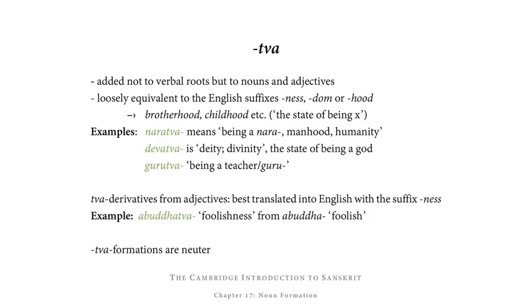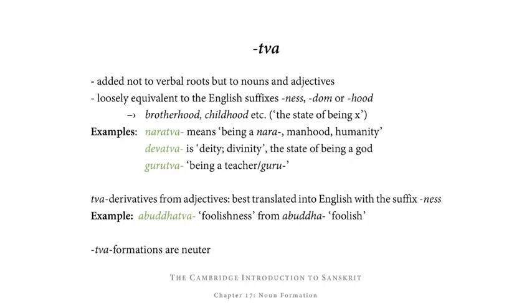So for example, we get naratwa, which is being a nara, i.e. a man, and therefore manhood or humanity. Devatwa would be being a deva, i.e. deity or divinity, i.e. the state of being a god. Gurutwa would be the state of being a teacher, the quality of being a teacher, teacherness, and so on.